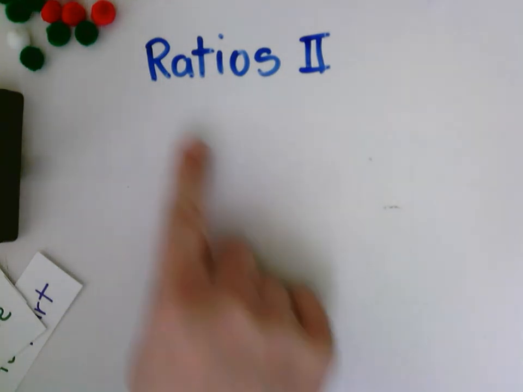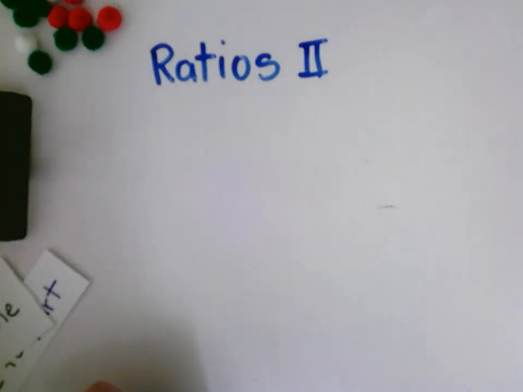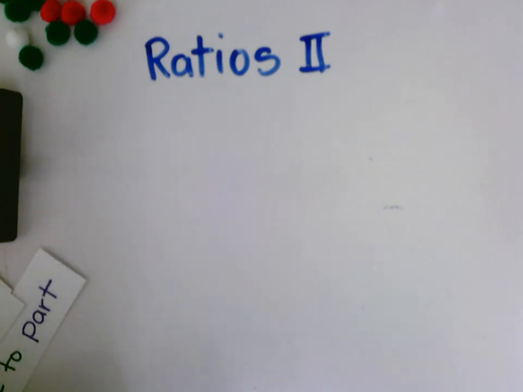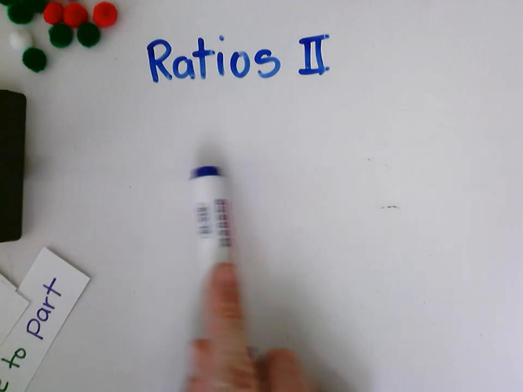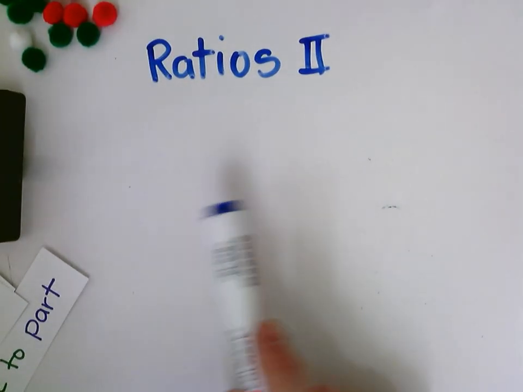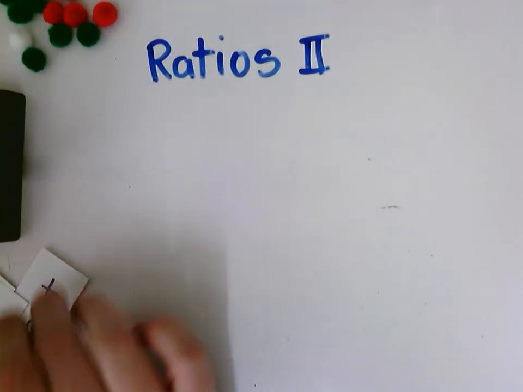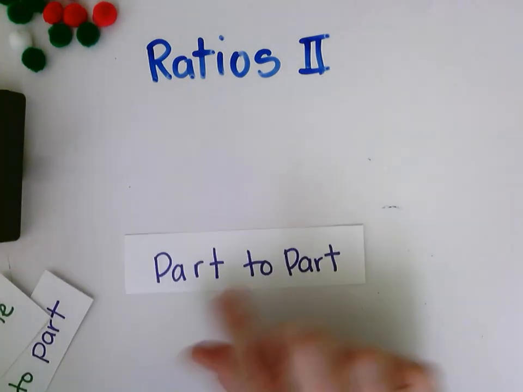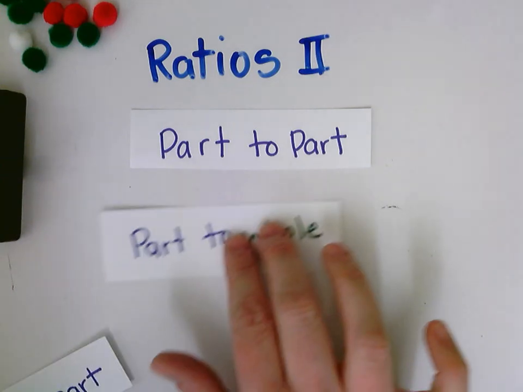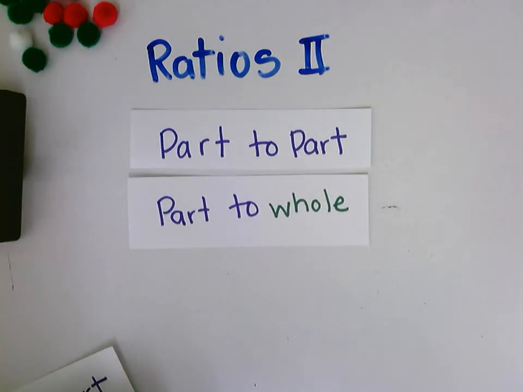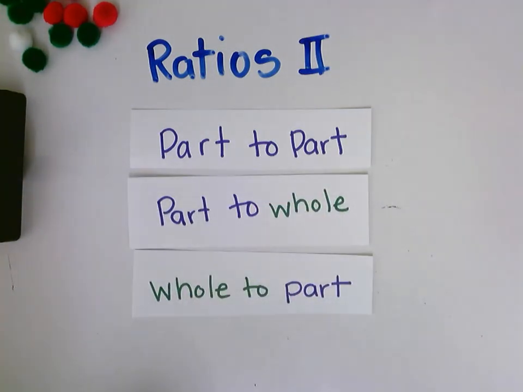Let's talk a little bit more about ratios today. So we talked about in our last video that ratios are a comparison of two different quantities, two different amounts of something. We can write three different kinds of ratios, okay? So there's three different kinds. One kind of ratio is part to part. Another way we could write a ratio would be part to whole, or we could write a ratio whole to part. So I'm going to talk about what each of those mean.